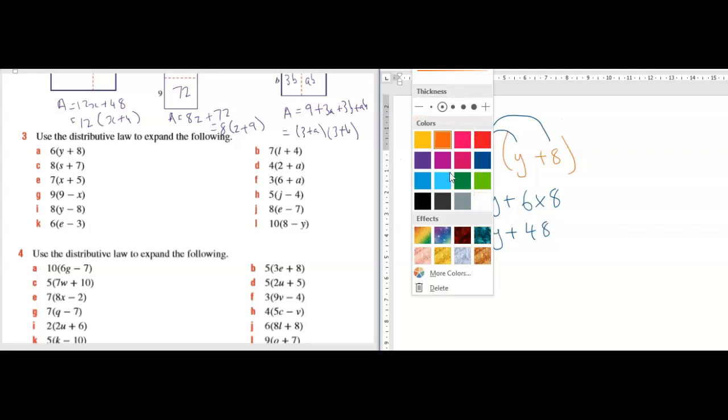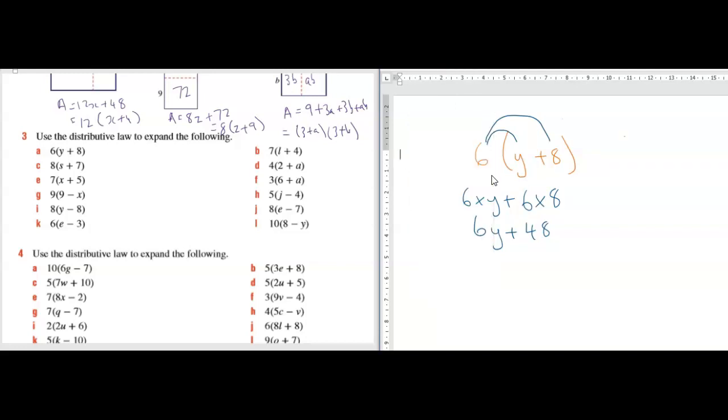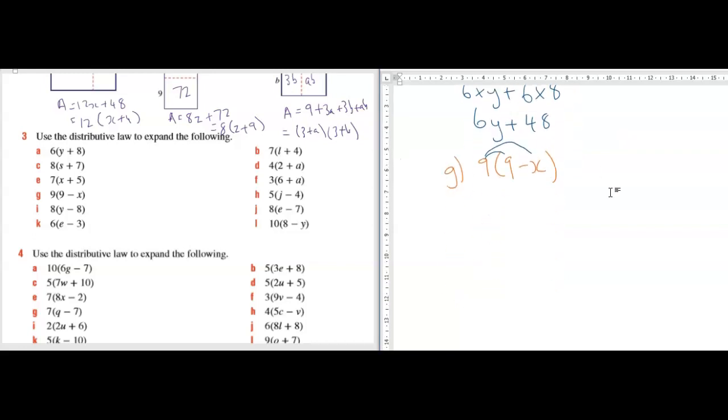Let's do another one. Let's have a look at maybe G. So I'll do question G. What is it? 9 minus x. So again, doing your expansion. So 9 times 9 and 9 times negative x. So I'm going to write that down. Now, because there's a negative there, you can put a negative first and then do 9 times x. So we've got 81 minus 9x.